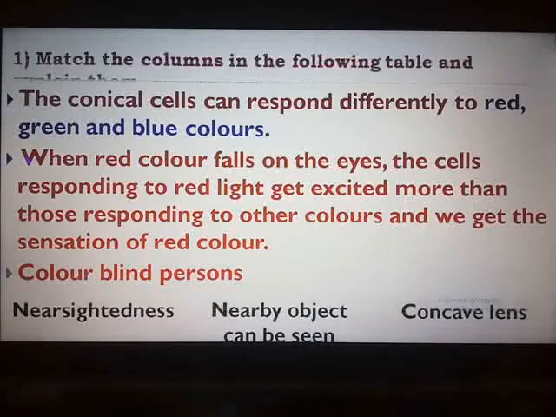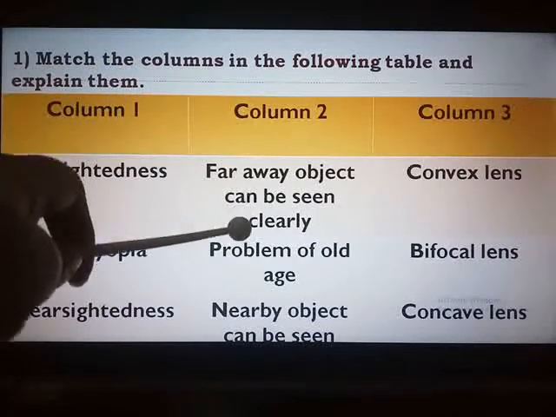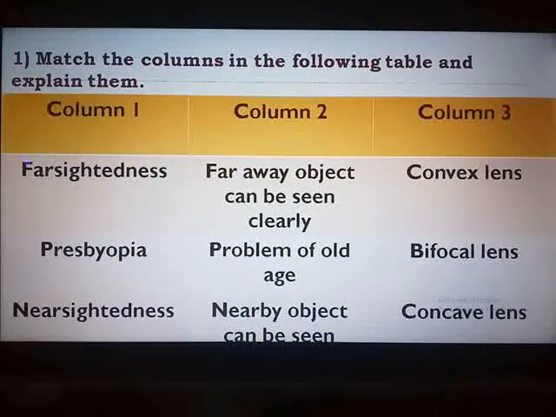The first question is, match the columns in the following table and explain them. Now, explanation does not have any meaning in match the columns. So, column number 1 is the name of the eye problem. Column number 2, what is the actual defect? And column number 3 is how that defect can be corrected.